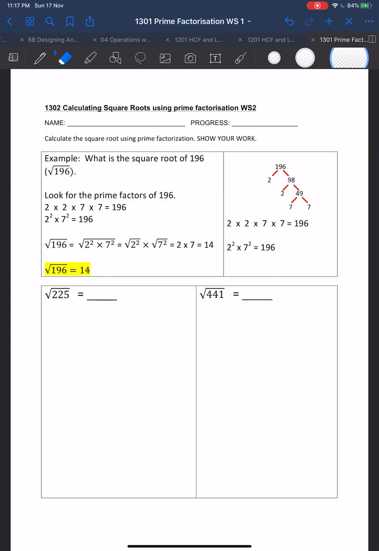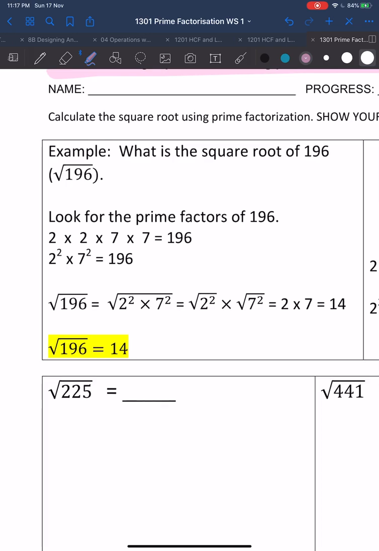Okay, for this lesson, we're going to learn how to calculate square roots, of course, of perfect squares, using prime factorization instead of the calculator, okay? So let's look at the first example. What is the square root of 196?